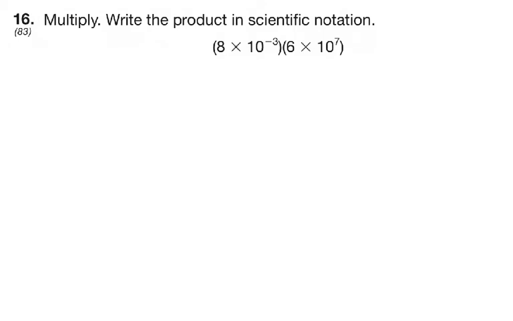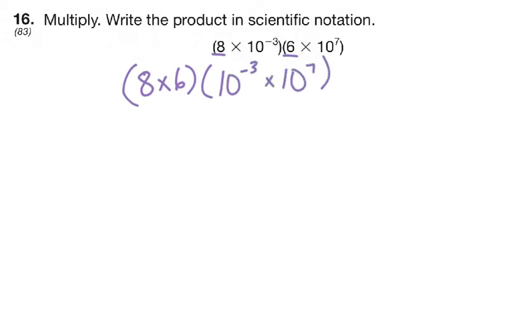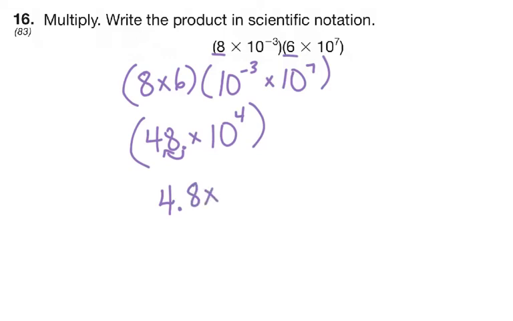All right, good. So you should have done 8 times 6, first number, both of those together, times 10 to the power of negative 3 times 10 to the power of 7. So 8 times 6 is 48, and 10 to the power of negative 3 times 10 to the power of 7 is going to be 10 to the power of 4. Something's wrong with that problem. You're getting good at this. We can't have two numbers to the left of the decimal, only one in scientific notation. So we end up with 4 and 8/10 times 10 to the power of 5. Put it in parentheses, and that's your final answer.